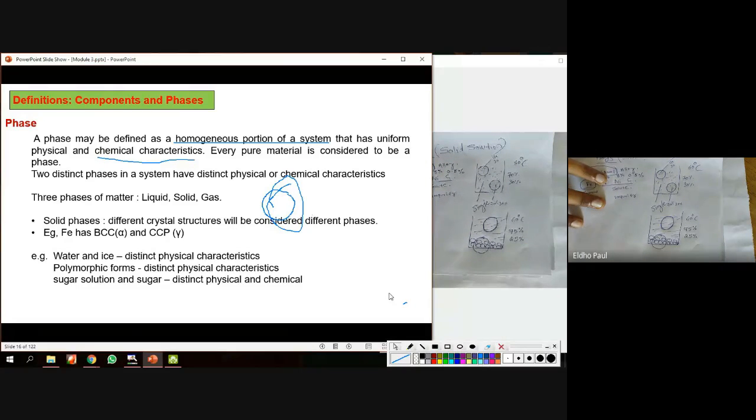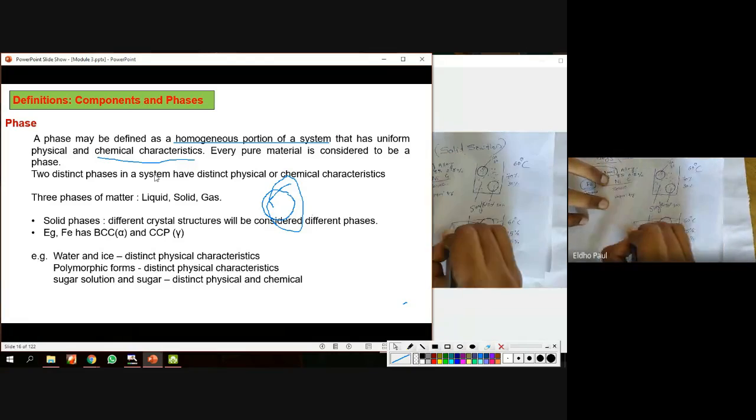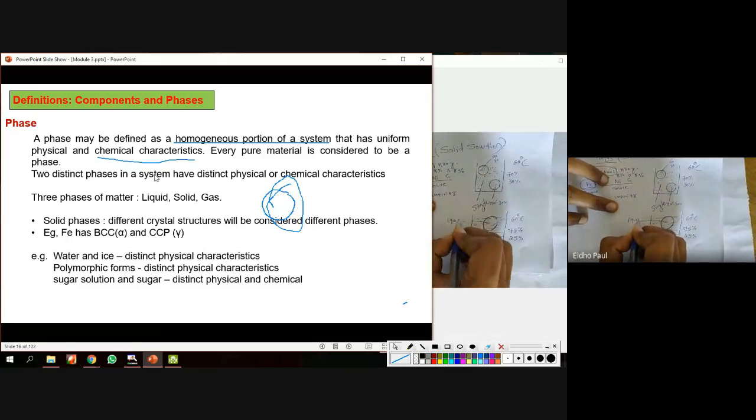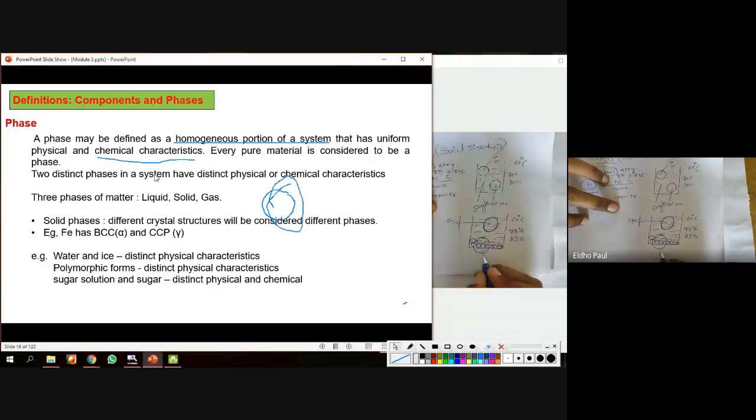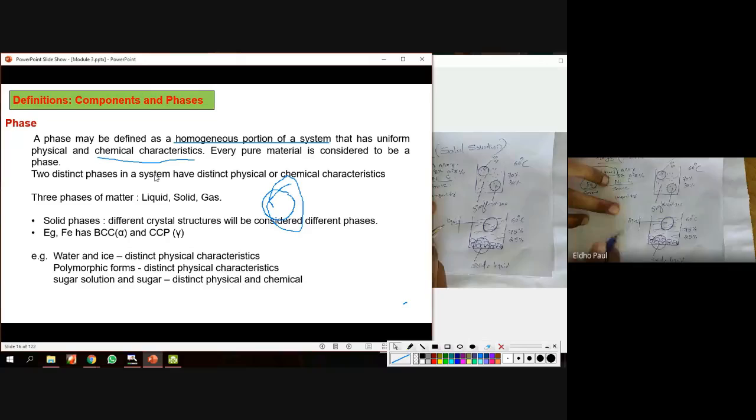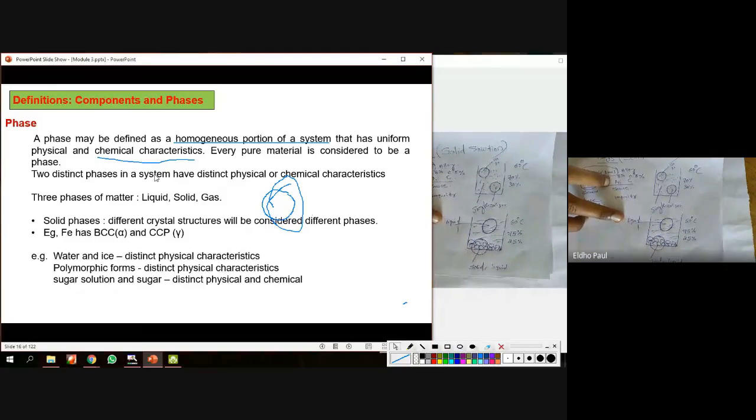Okay. What about the uniformity in physical and chemical characteristics? Here we can see the physical characteristic. Here it is a liquid solution, but here it is not liquid. Here it is solid, maybe some liquid also. So its physical characteristics are different.